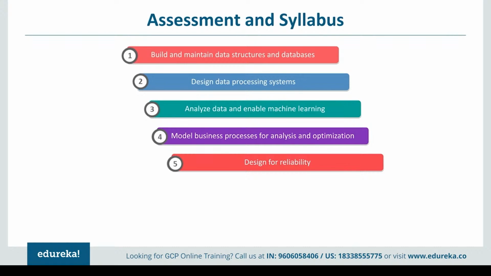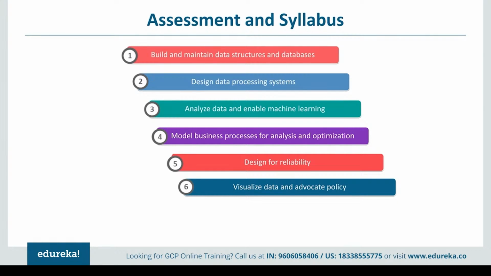The fifth section is designing for reliability. It includes responsibilities such as verification, building and running test suites, pipeline monitoring, assessing troubleshooting, and improving data representation and data processing infrastructure. It also includes processes such as recovering data, stress testing, data recovery plans, and processes.